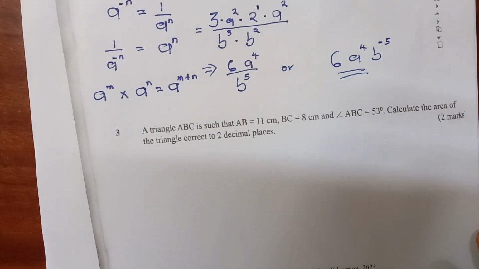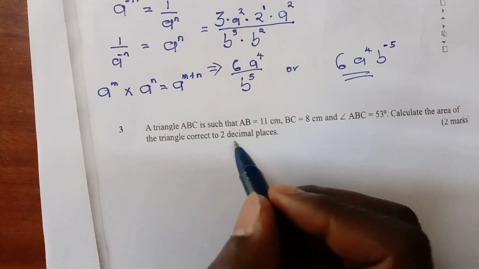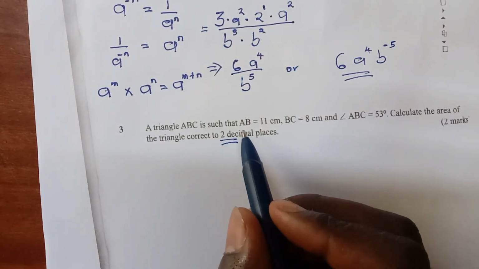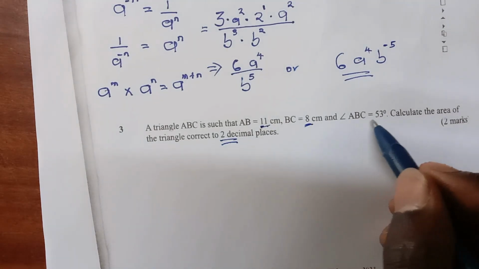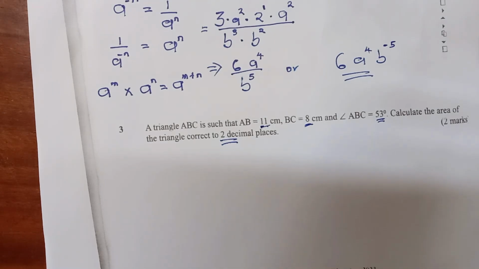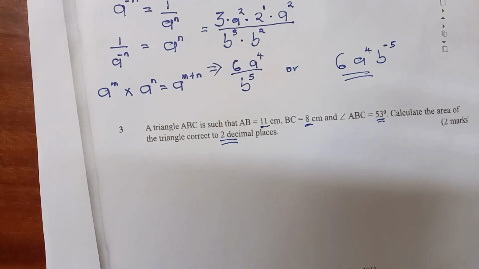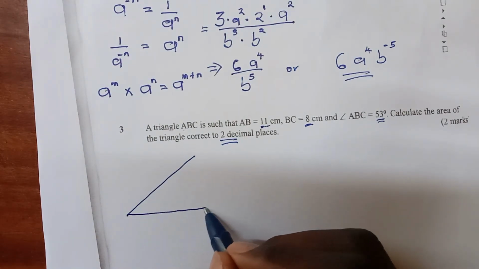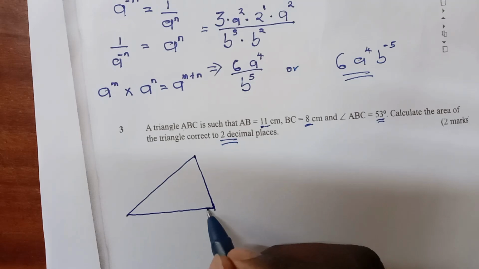Question 3 requires the candidate to calculate the area of a triangle, correct to 2 decimal places. It is very important. So you have been told that there is a triangle ABC such that AB is 11, BC is 8, and angle ABC is 53 degrees. So calculate the area of the triangle, correct to 2 decimal places. Since it is a triangle, the first thing for us to do is to draw a sketch of the triangle, how it will look like. We don't know the exact shape, but you know it is a triangle.